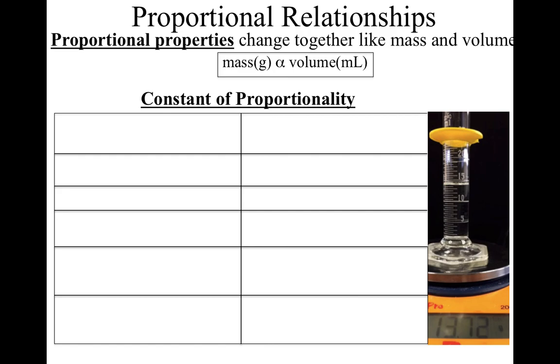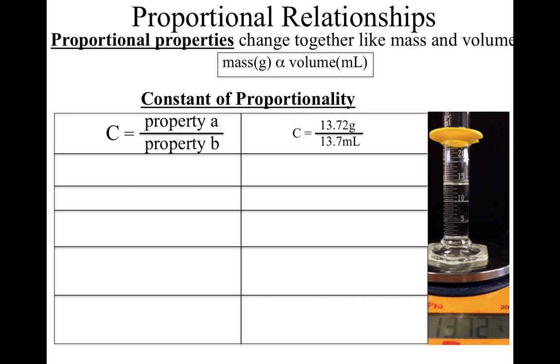An interesting thing occurs if we measure two proportional properties of a substance and divide them. The result is a constant number. We call it the constant of proportionality.